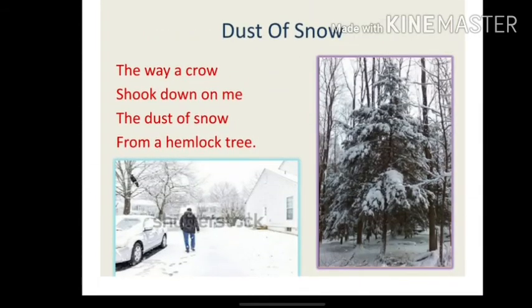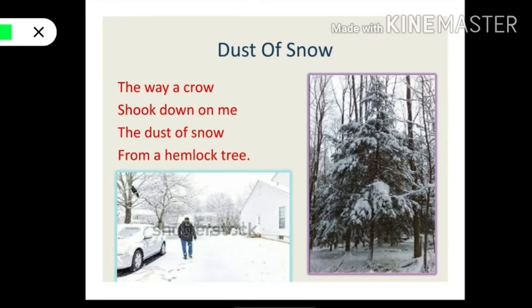I'll tell you how to find the rhyming scheme. Look at the last word of the first line, that is crow. We write here A. Then the second line, the last word is me. It is not rhyming with crow, so we write B. Third line, the last word is snow. Snow and crow are rhyming, so it is again A. Here the last word is tree, which is rhyming with me. So the last word is B.